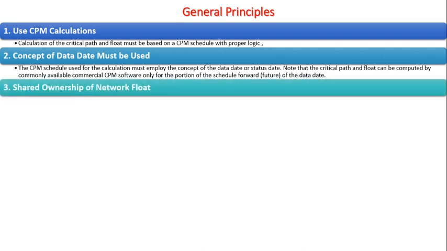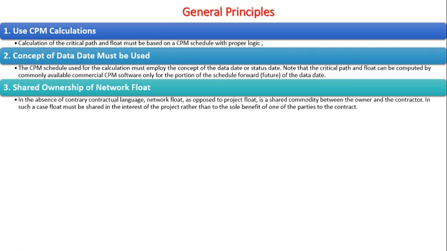3. Shared ownership of network float. In the absence of contrary contractual language, network float, as opposed to project float, is a shared commodity between the owner and the contractor. In such a case, float must be shared in the interest of the project rather than to the sole benefit of one of the parties to the contract.